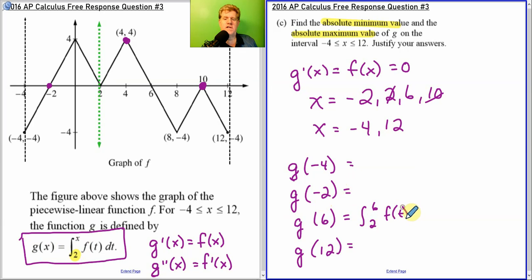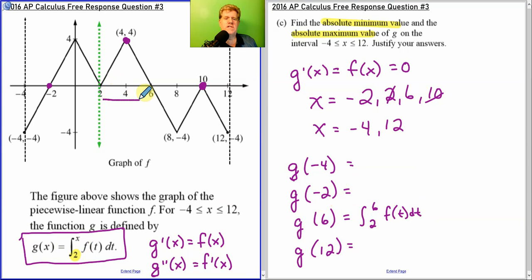All right. So remember, it's defined as area. So what's the area from 2 to 6? Well, the area is all of this, and we can calculate that area very easily. That area is 8, because it's a triangle with a base of 4 and a height of 4. And 4 times 4 is 16. Half of 16 is 8. So with that in mind, let me calculate this. That's -8. It's negative because it's below the axis. This is -4. This is 8, and this is -4.